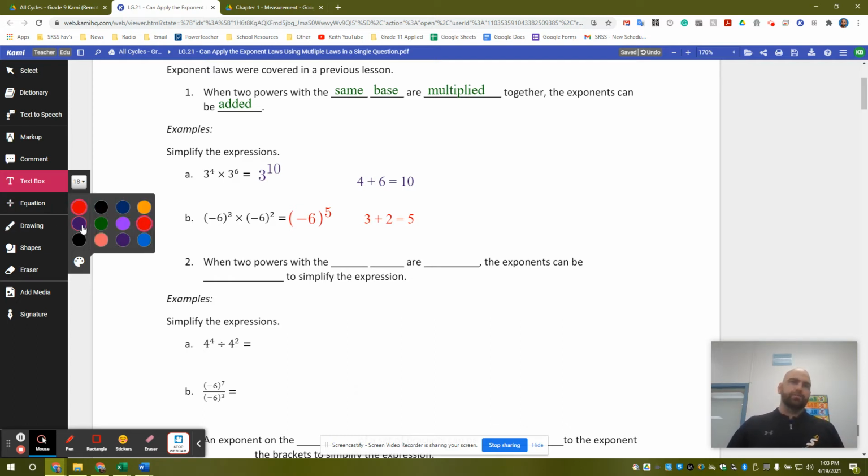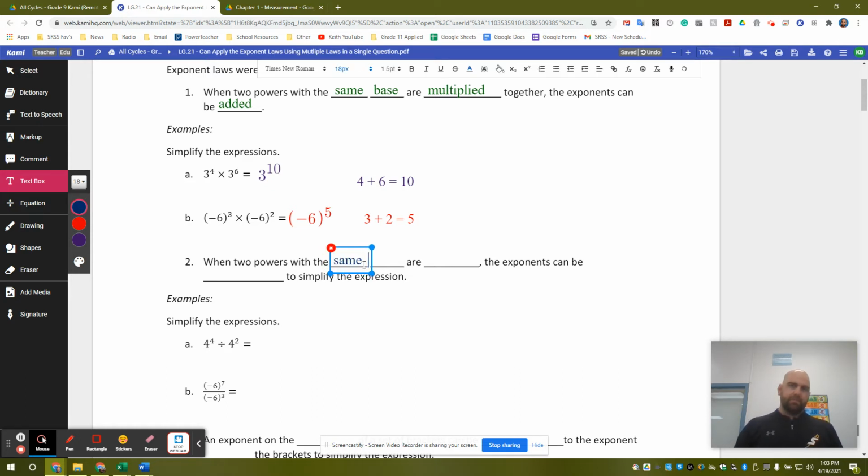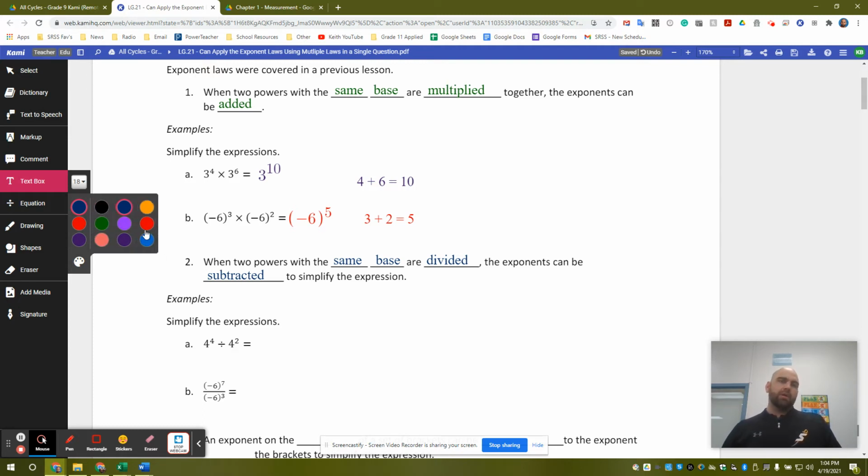The second one is that when 2 powers, again with the same base, are divided, the exponents can be subtracted to simplify the expression. So when they're multiplied together, we add the exponents. When they are divided, we can subtract the exponents. But again, we have to make sure that they have the same base. So here we have base 4, and we can then subtract our exponents.